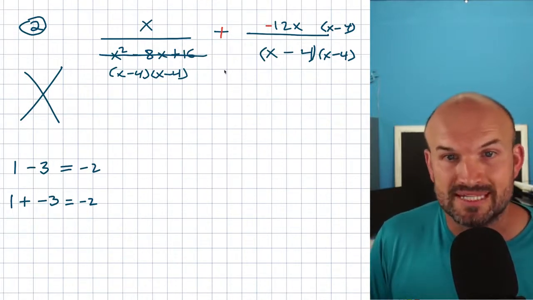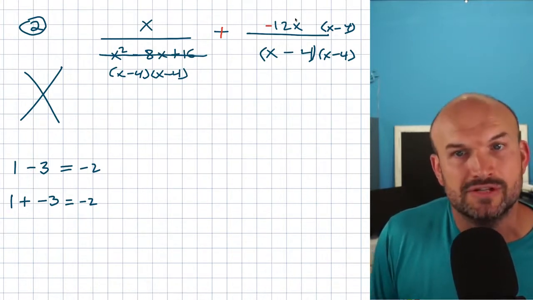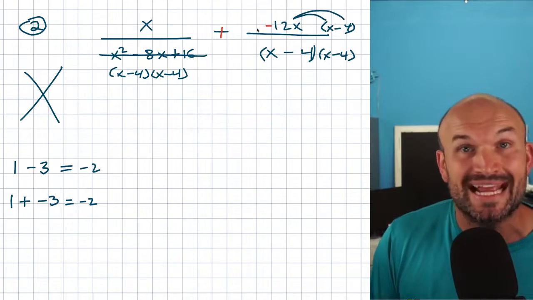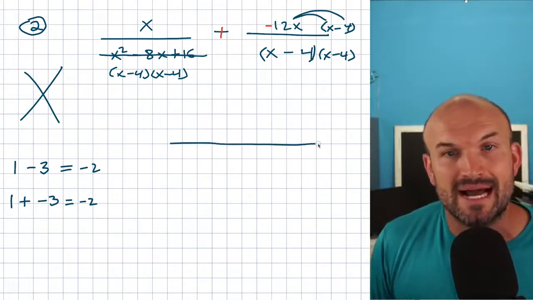Okay, now that we have our common denominators, we can just go ahead and combine our numerators. But before we do that, again, we have to apply the distributive property, right? So I need to make sure I'm multiplying a -12x now to both of these terms. And then I'll write them all over my common denominator.